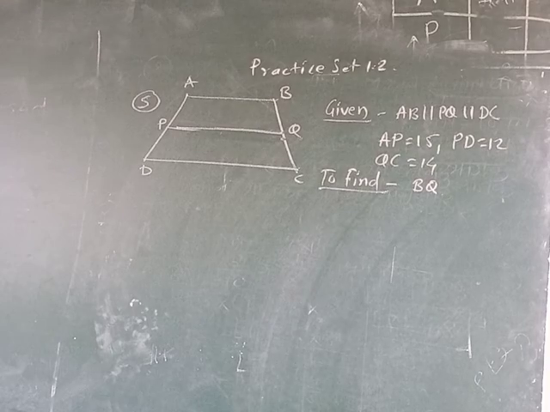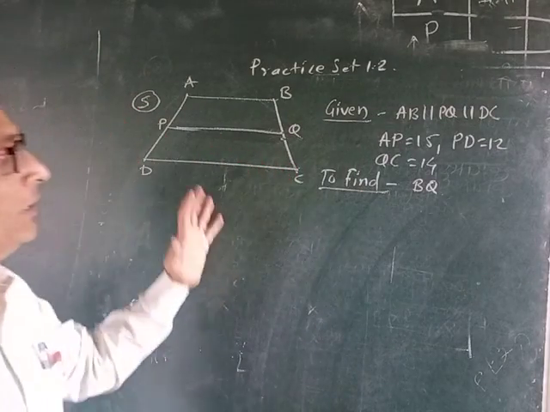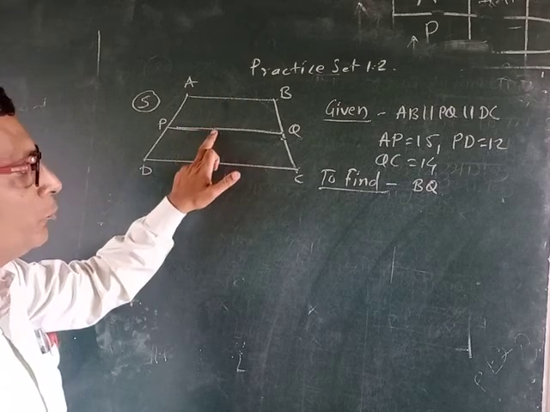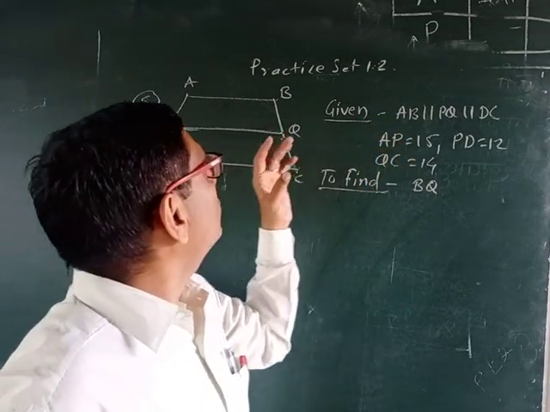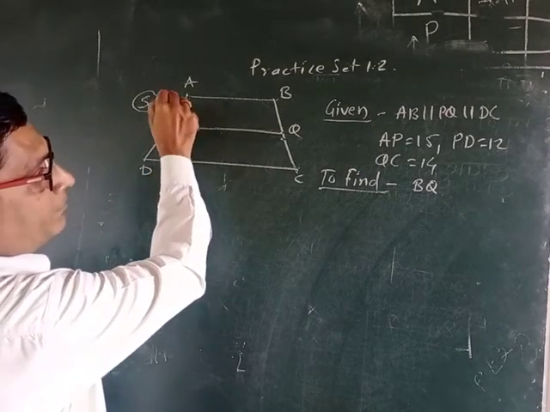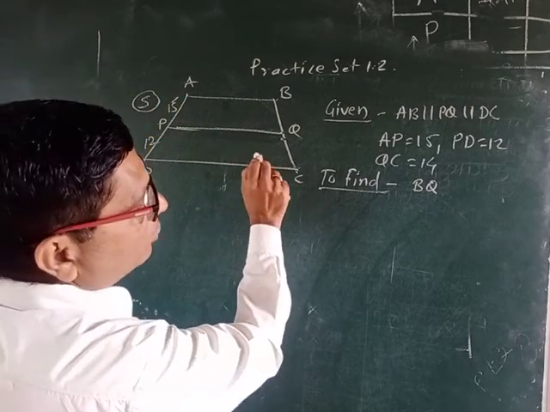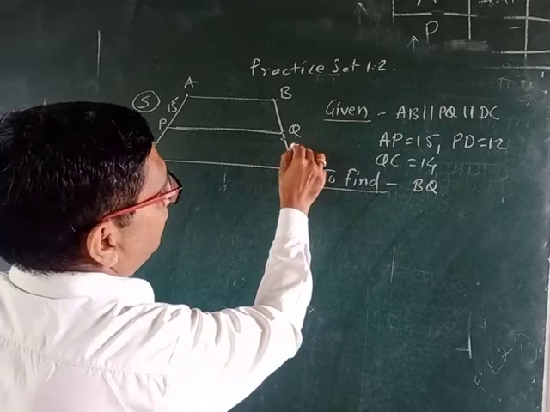Now see example number 5. In this figure, AB is parallel to PQ, which is parallel to DC. Here the values are given: AP is 15, PD is 12, BQ is not given, and QC is 40.